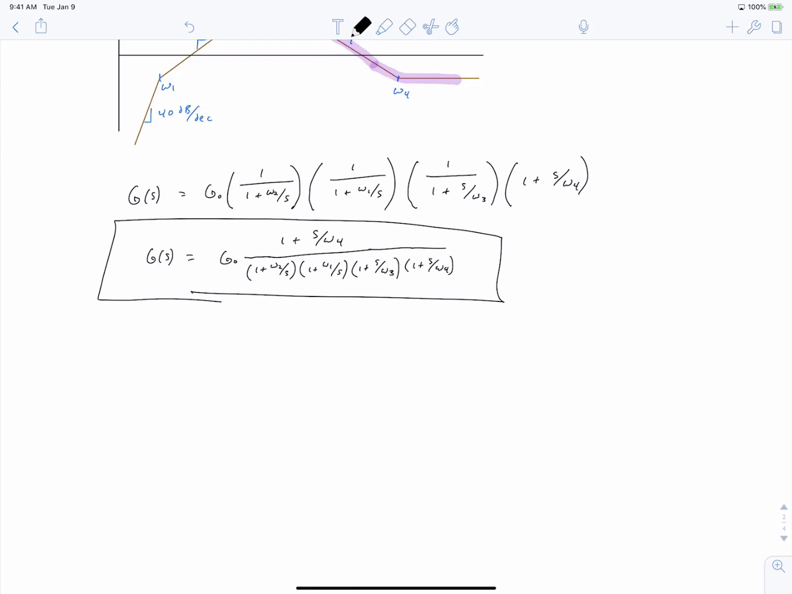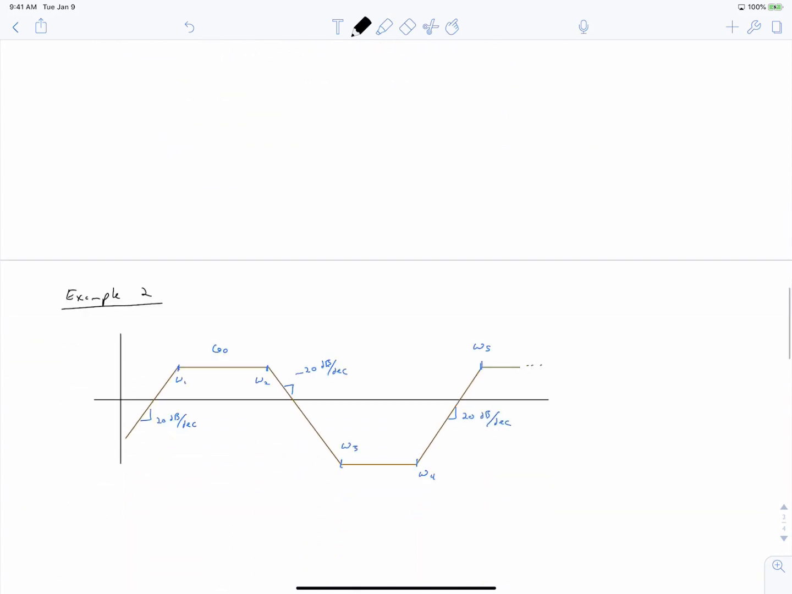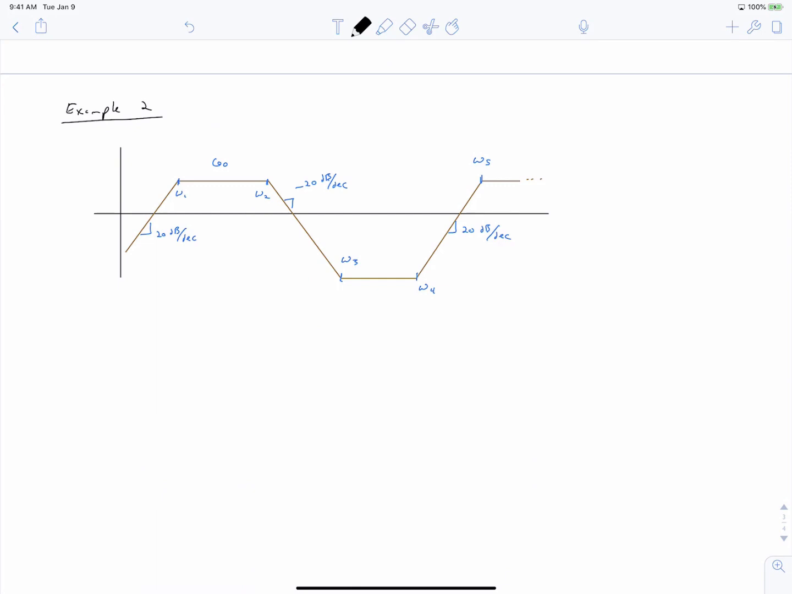Let's now do another example, and this time I'm going to have you do some of the work and then compare it against what I come up with. So I'd like you to extract the transfer function G of s from the Bode plot that I have sketched up here. Press pause and press play when you're ready to resume.